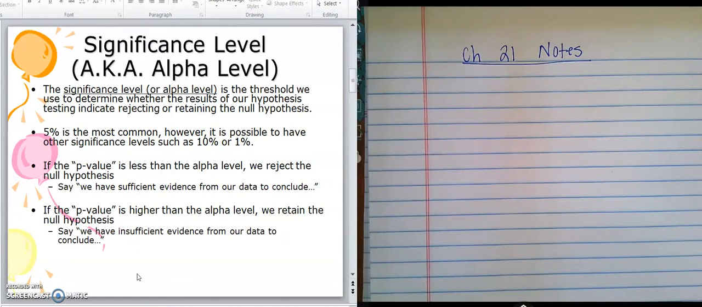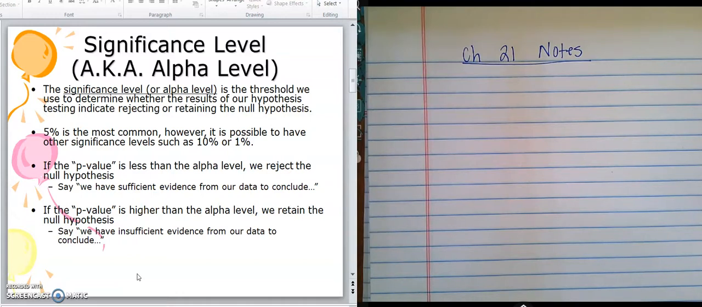That p-value is actually called the significance level or the alpha level, that 0.05 we've been using. So it is the threshold we use to determine whether the results of our hypothesis testing indicate rejecting or retaining. We almost always use 5%. It is by far the most common. However, you may possibly see ones such as 10% or 1%. The general rule behind this is that if it does not tell you what alpha level to use, then you use 5%. If it does tell you, you would obviously use the one it tells you.